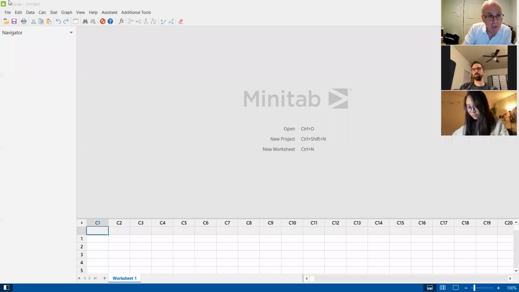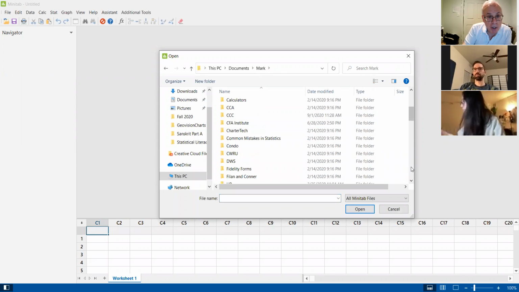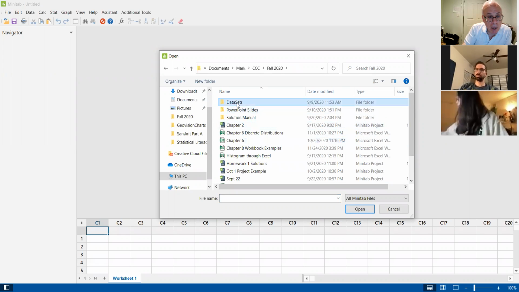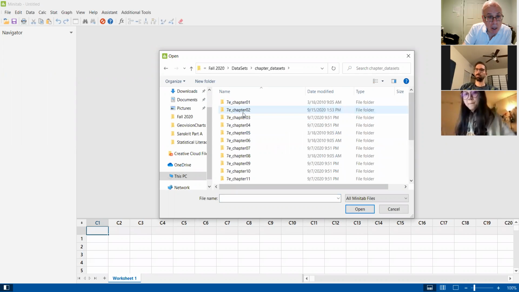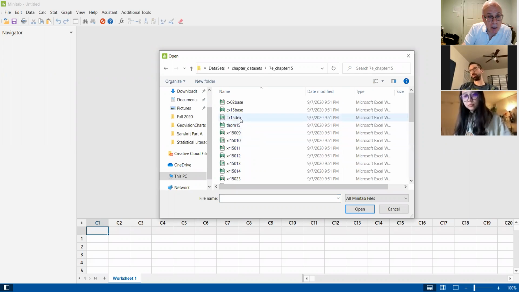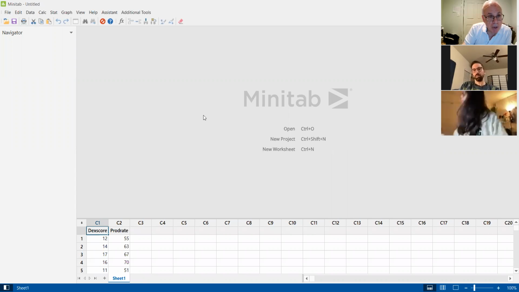All right, so here's Minitab, and if we want to open the data set, you have it on your hard drive, but I have it somewhere else on mine, so I'm just going to find it. All right, here it is. Opening it up, then I click OK. Now I'm in my data set.